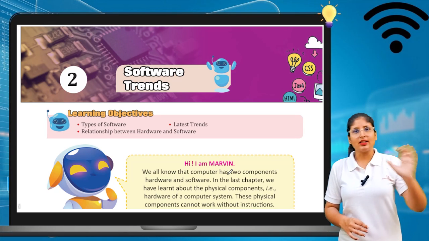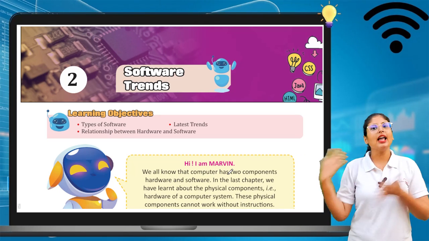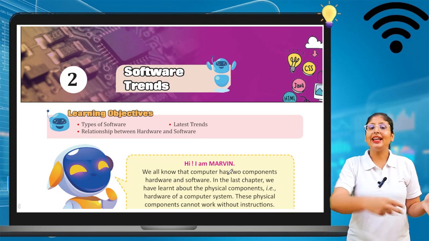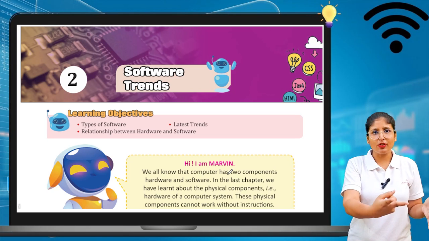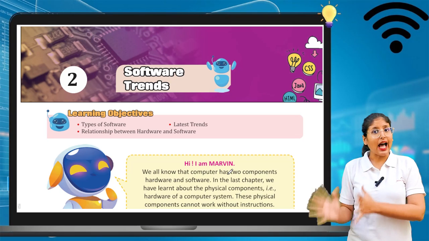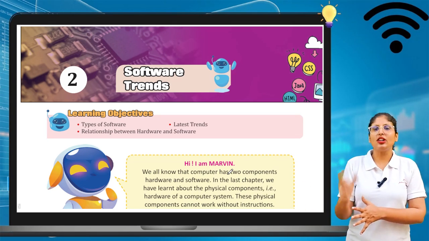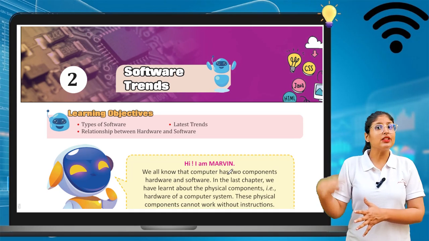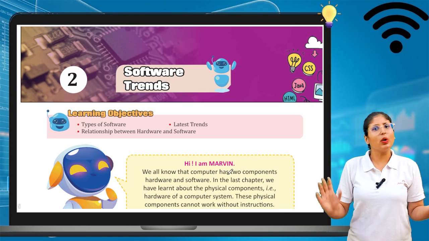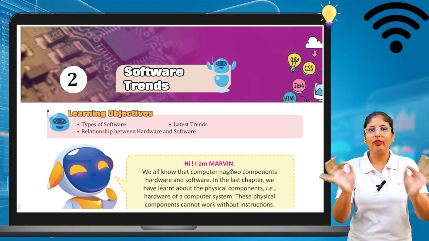First, we will see what is software. Software is divided into two categories: system software and application software. System software is divided into three categories: operating system, language processor, and utility software. Application software is also divided into two categories: first is general purpose software, second is specific purpose software. We'll see what they are. But before starting it, we will see what is software.